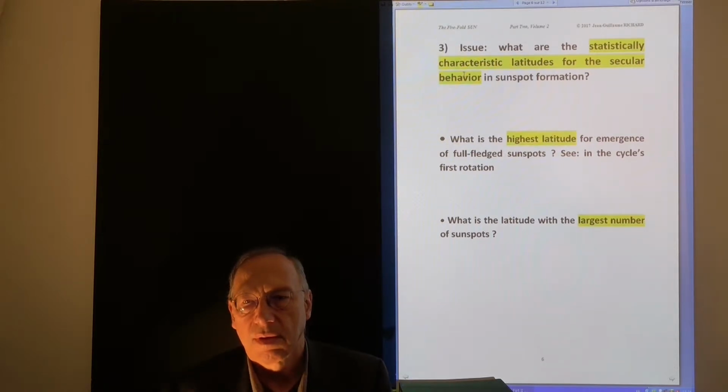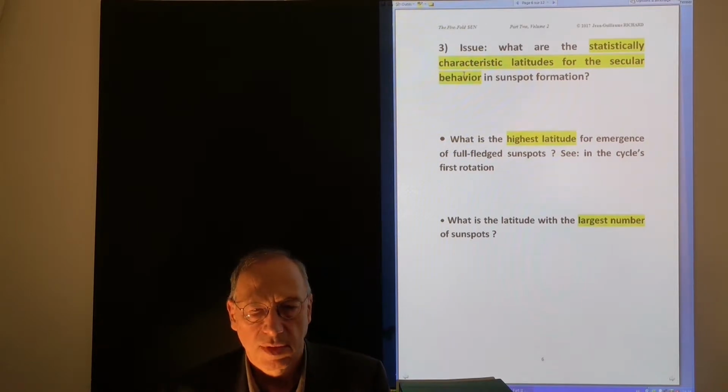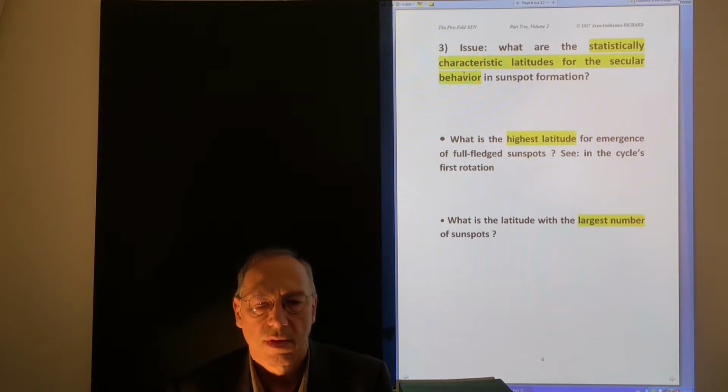They revolve around the notion of finding what are the statistically characteristic latitudes for the secular behavior in sunspot formation. What is the highest latitude for the emergence of full-fledged sunspots? We shall try to find an answer to this question for the solar cycle's first rotation. And secondly, what is the actual latitude with the largest number of sunspots?